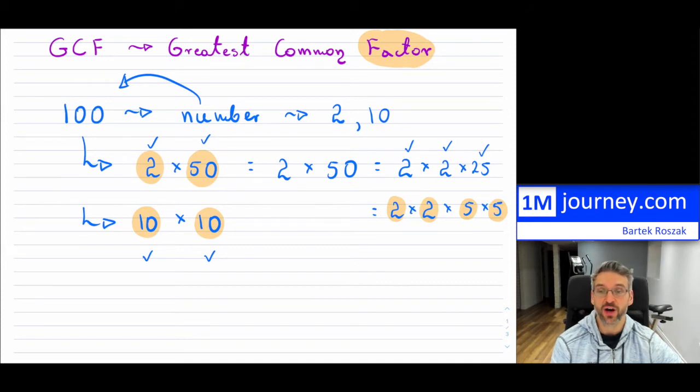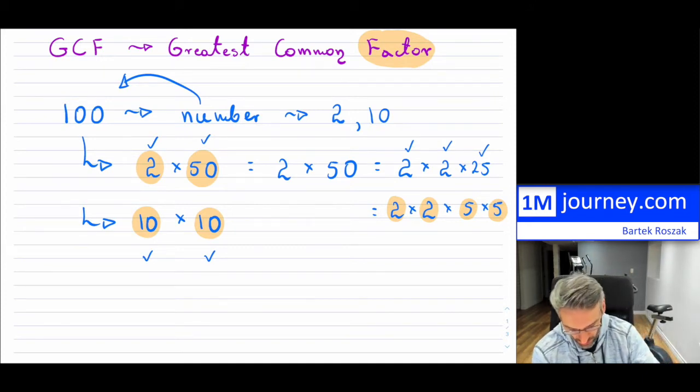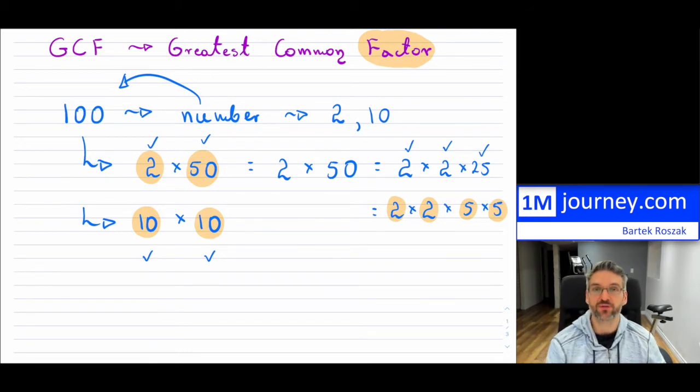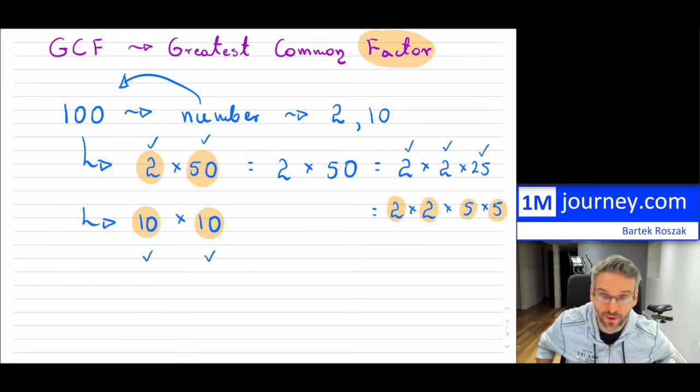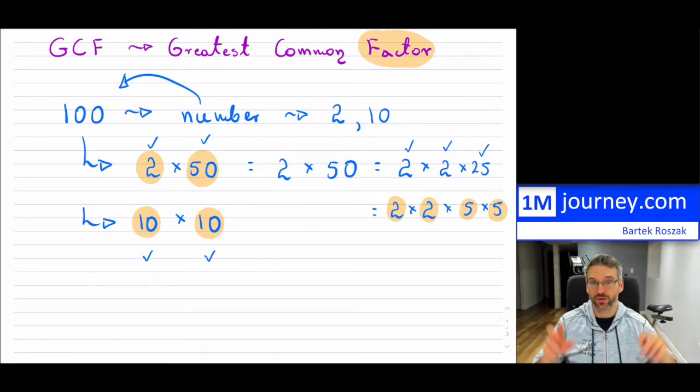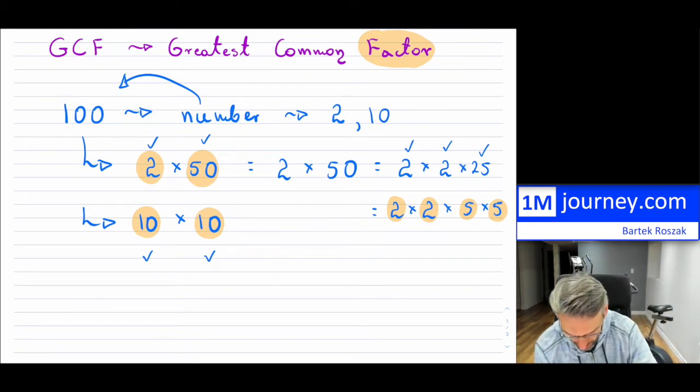Now I could have gotten that also from the second one, from the 10 multiplied by 10. So it's not unique how you find these actual factors and then how you find the prime factors, which we call prime factoring, for these particular numbers.